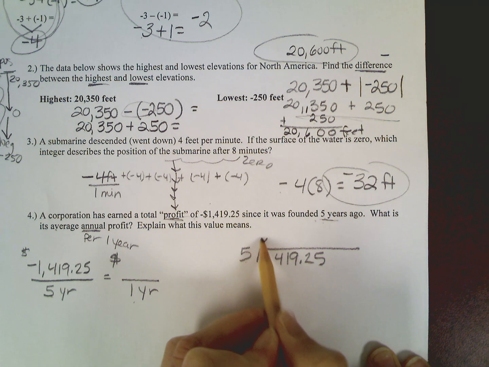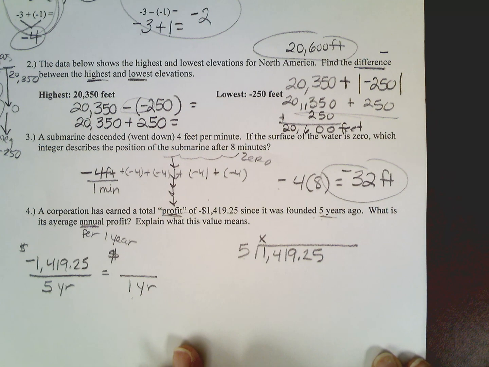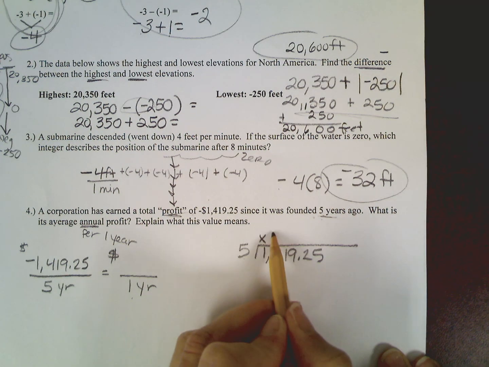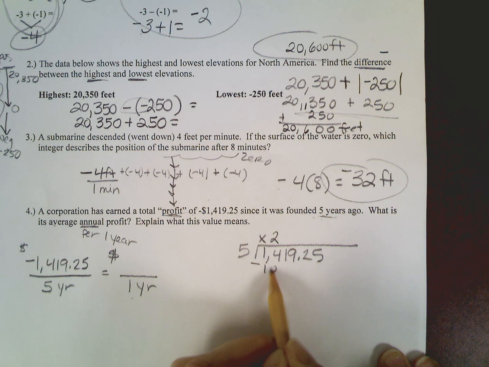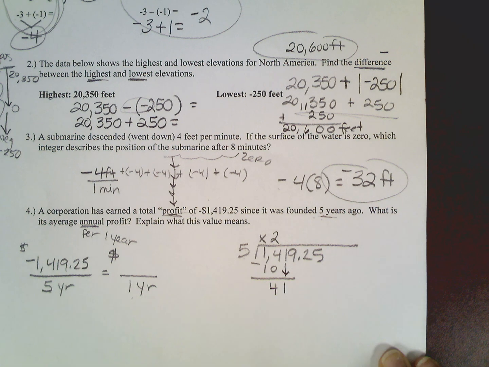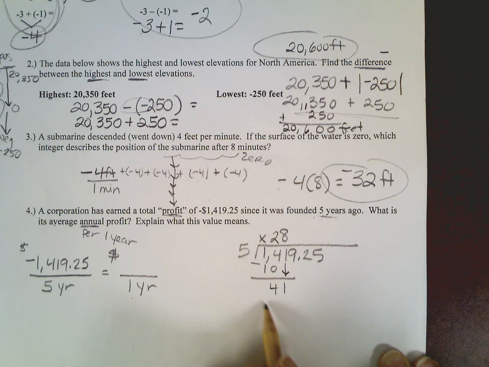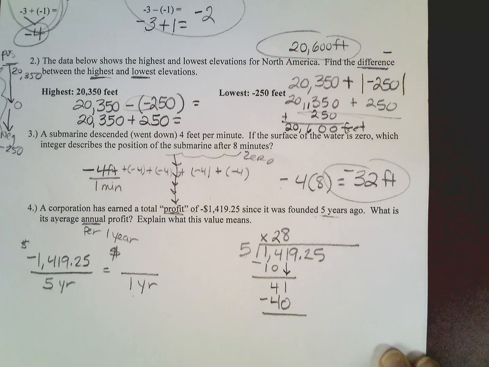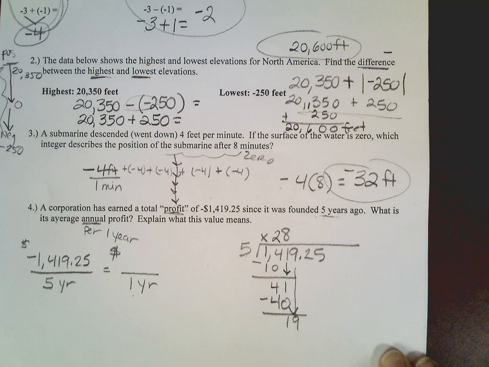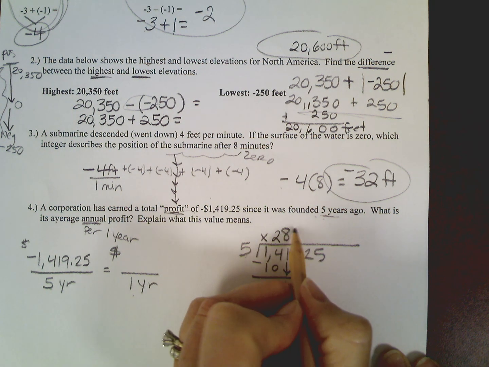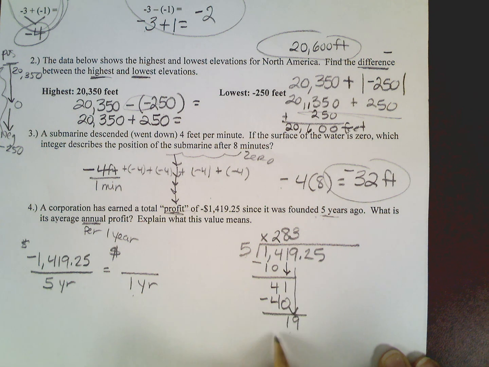So 5 can't go into 1. This is a good chance to see how your division skills are holding up. 5 can go into 14 2 times. 2 times 5 is 10. 14 take away 10 is 4. Bring down the 1. 5 goes into 40 8 times. 8 times 5 is 40. Subtract gives us 1. Bring down the 9. 5 into 19 goes 3 times. 3 times 5 is 15. 19 minus 15, 9 minus 5 is 4.